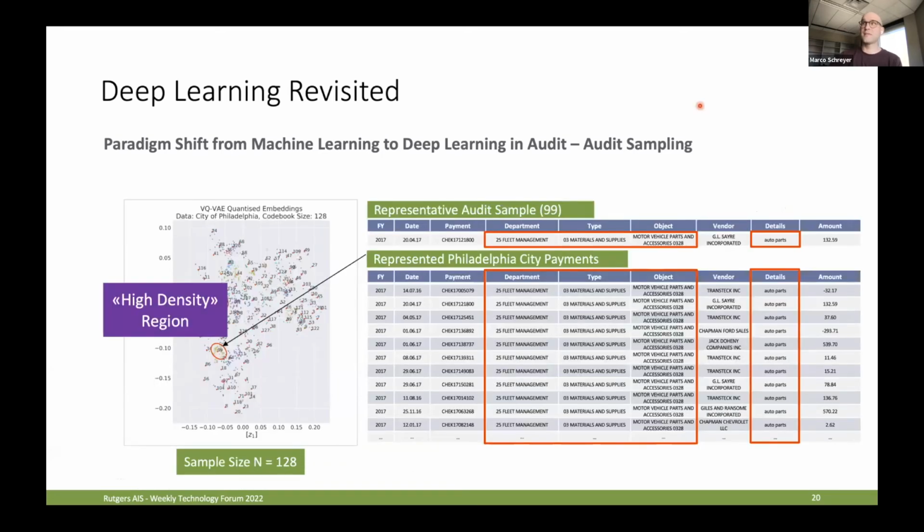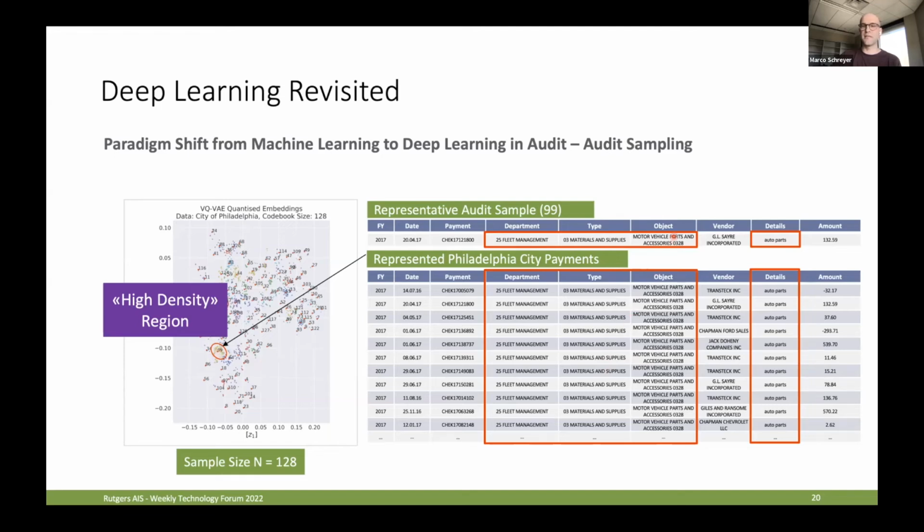So maybe just to see one example, this time we used a data set which was also publicly available: the Philadelphia City payments data set. It encompasses a lot of the payments of the city of Philadelphia for a financial year. And we see, for example, there was a sample drawn in this particular manifold, sample 99, and this is the corresponding audit sample that the vector quantized autoencoder suggests. Here we also have all the different journal entries, or payments, that correspond to the sample in this high density region.